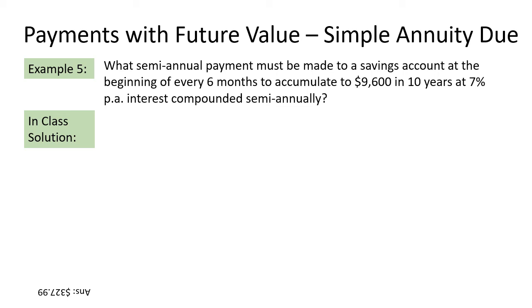Again, you'll notice a couple things. Interest is semi-annual, your payments are semi-annual. That makes it a simple annuity. And payments are at the beginning of the period, so that makes it a simple annuity due. Second item you're asking for is the payment, and it's asking for it accumulating to $9,600. That means if it's accumulating to a value, that's the future value. So we know we're trying to find the payment and we know the future value.